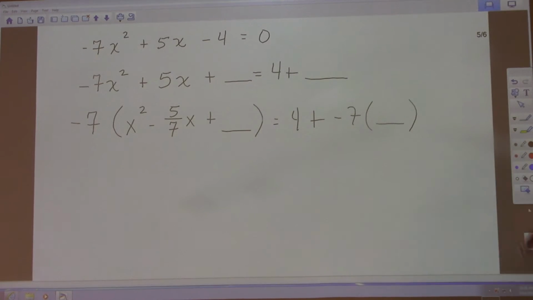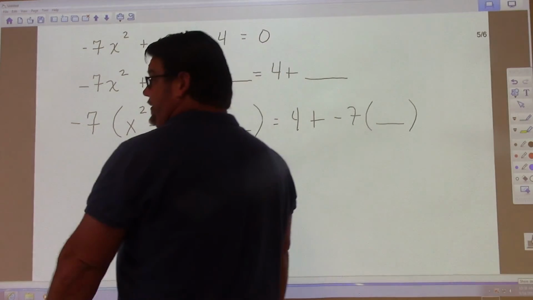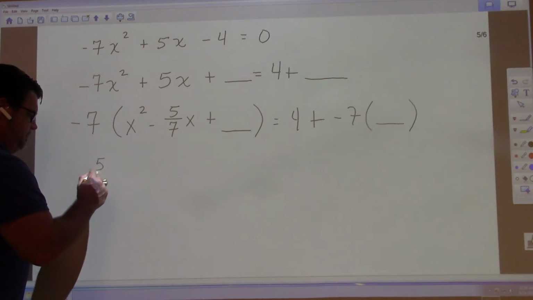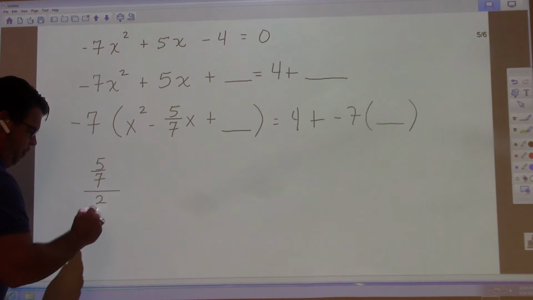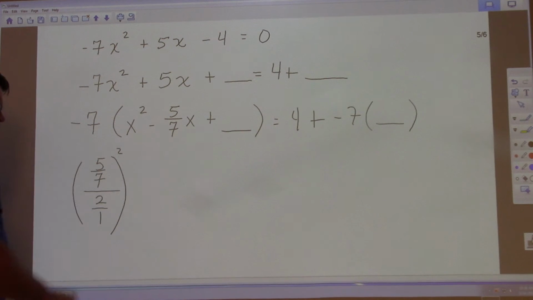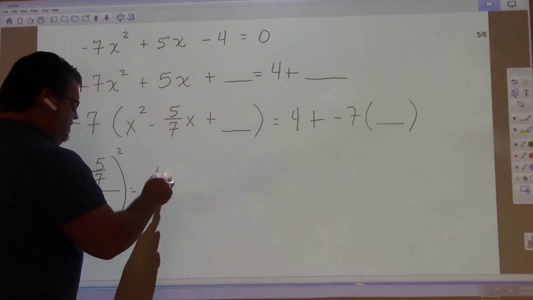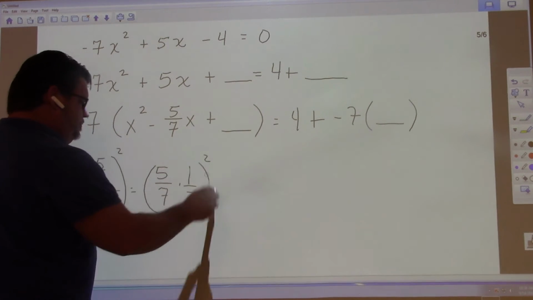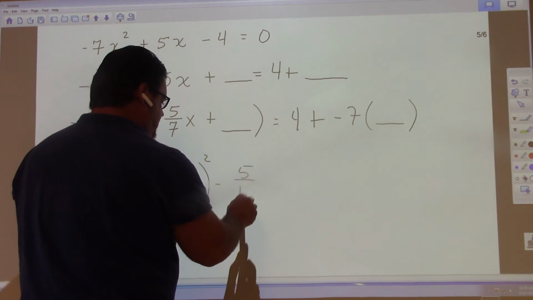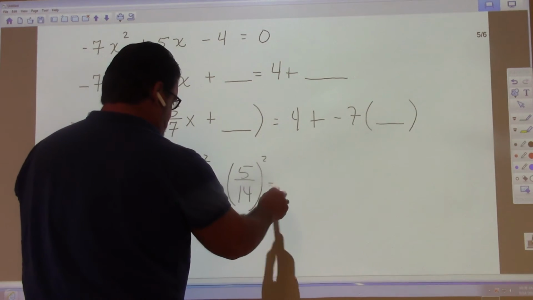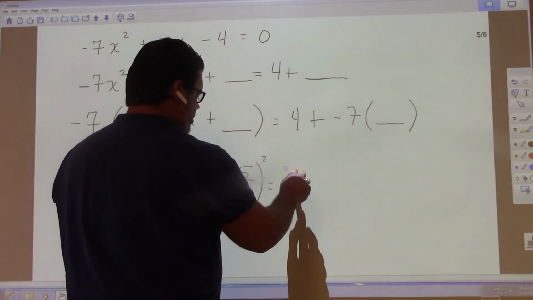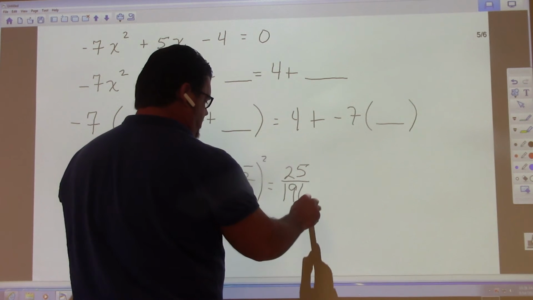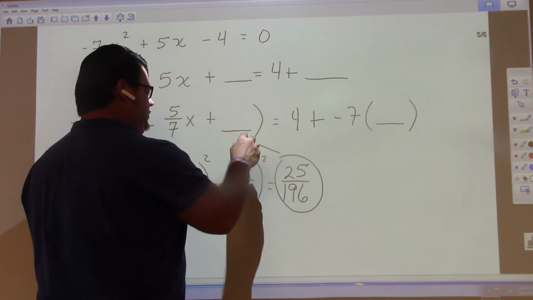I'll shut up. I'll talk about boring math. All right, here we go. 5/7 divided by 2/1 squared. 5/7 multiplied by 1/2 squared. 5/14 squared. 25/196. Somebody tell me what 14 squared is. It's a miracle.